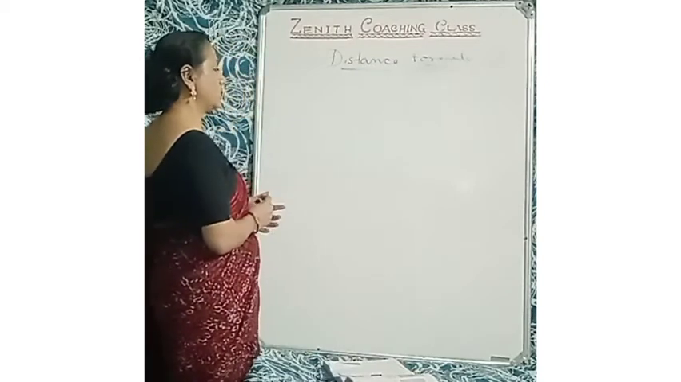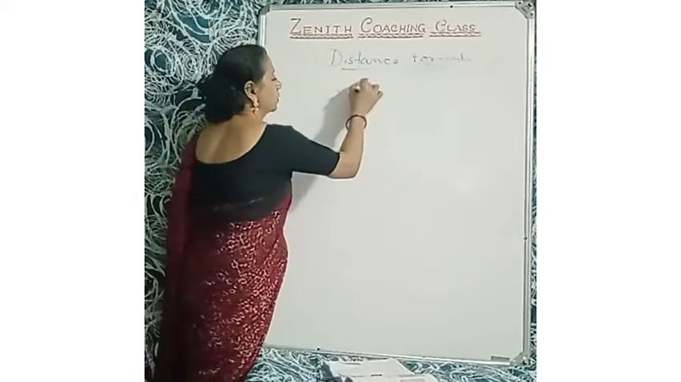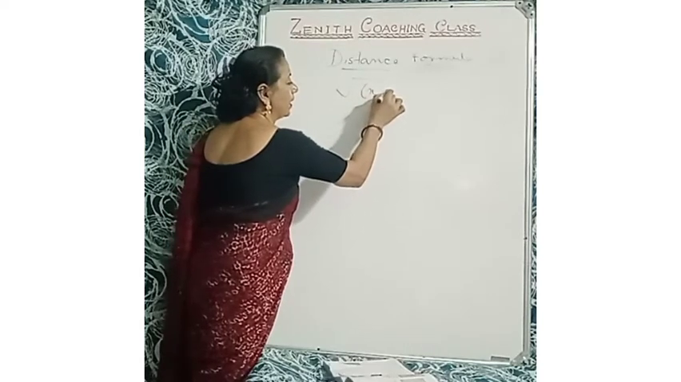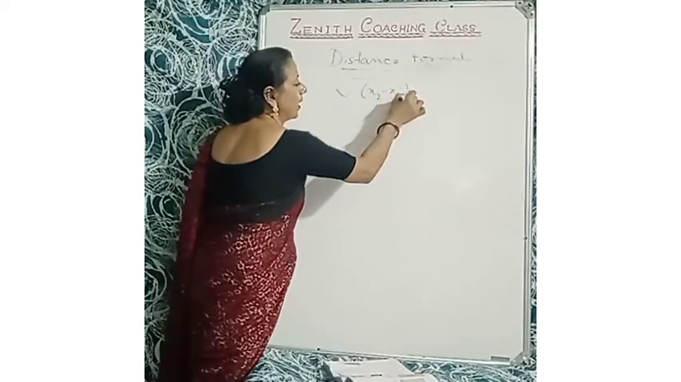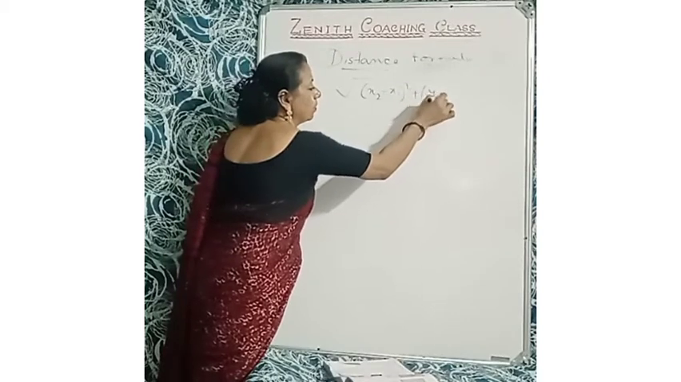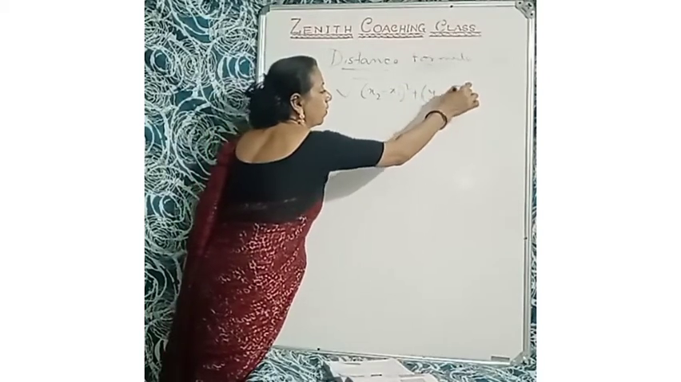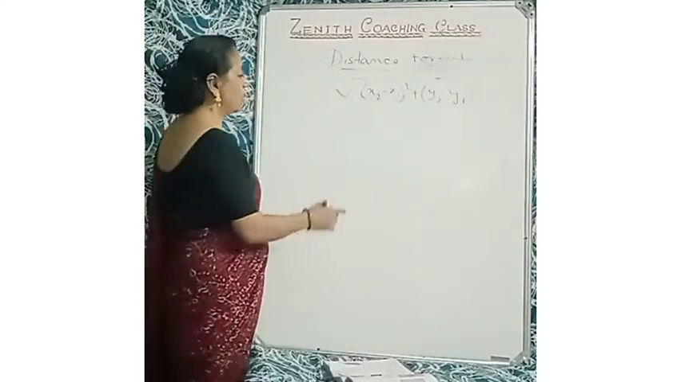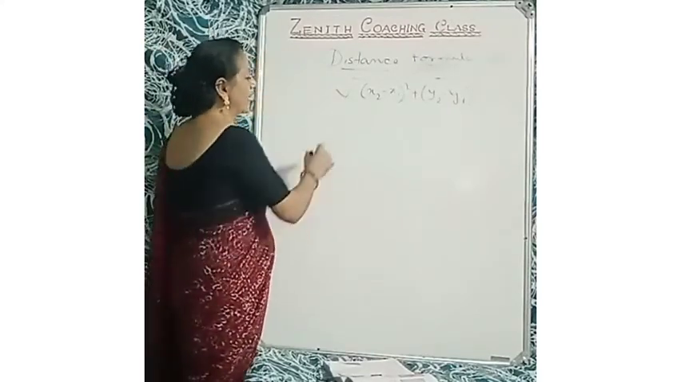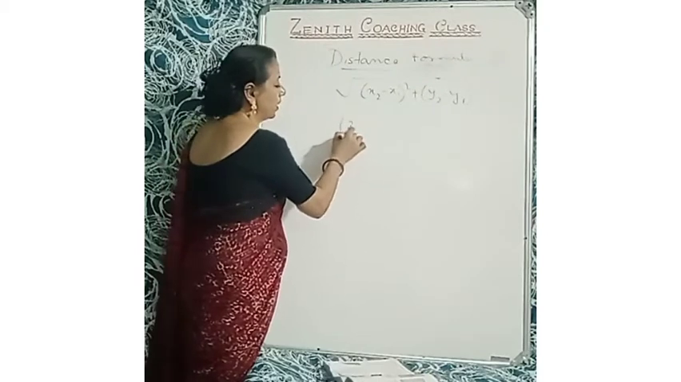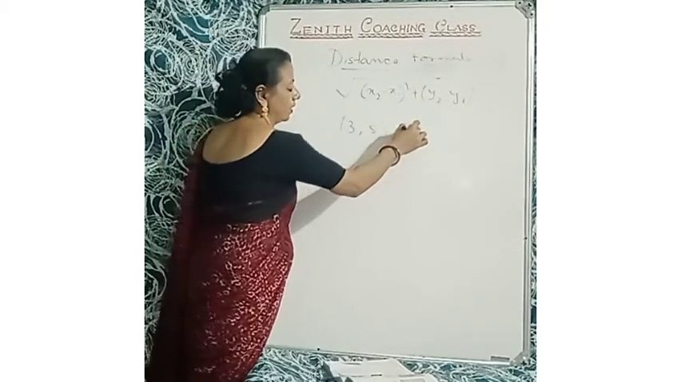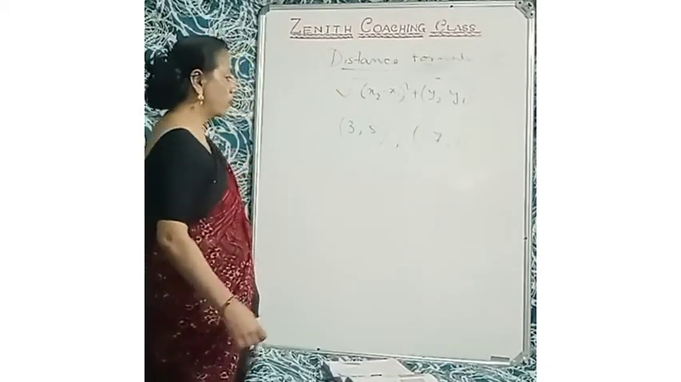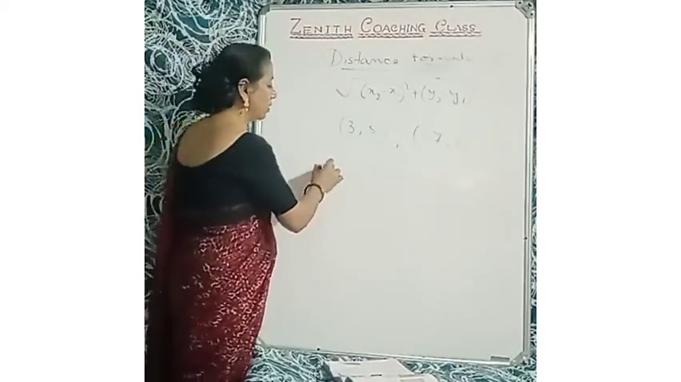So the distance formula is root over x2 minus x1 whole square plus y2 minus y1 whole square. Okay, that's the distance formula. So if there are any coordinates at random, I will say they are 3, 5 and minus 7, 2. Okay, so what is the distance of it?